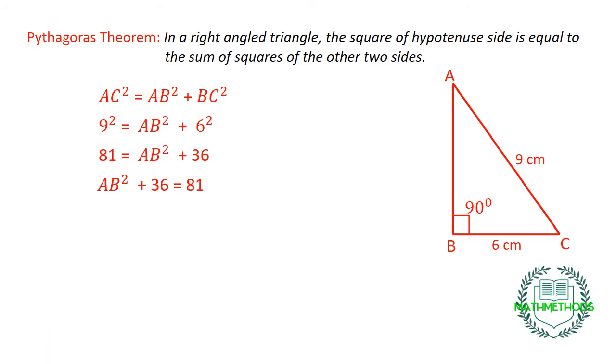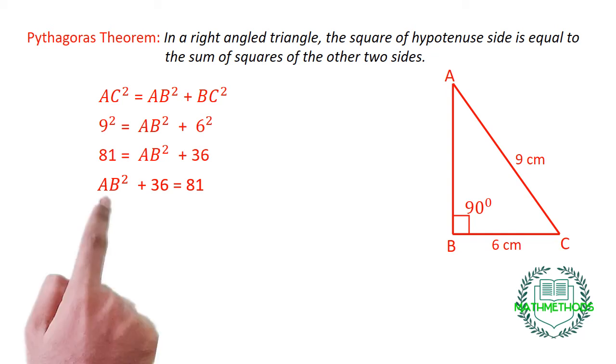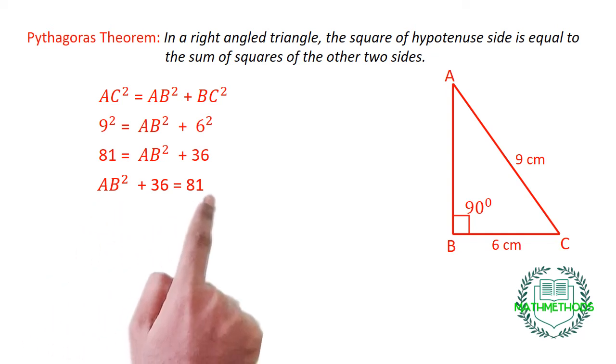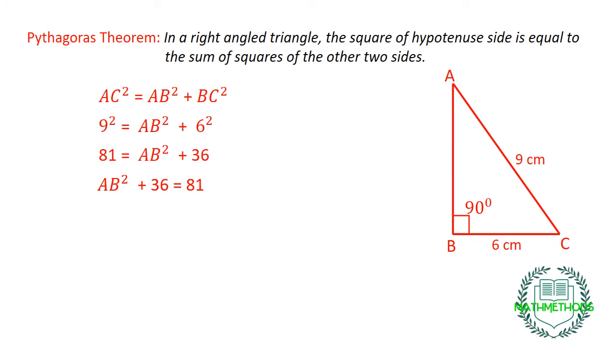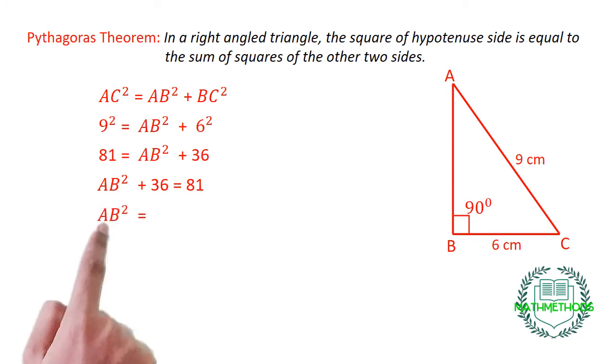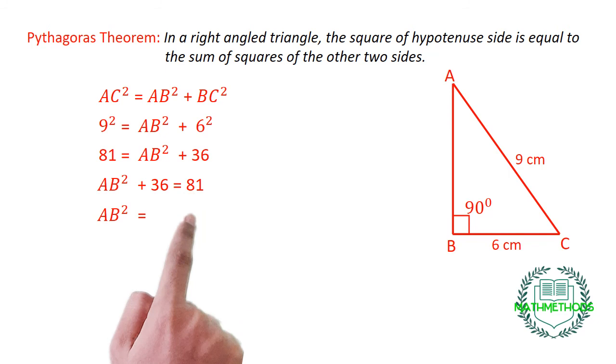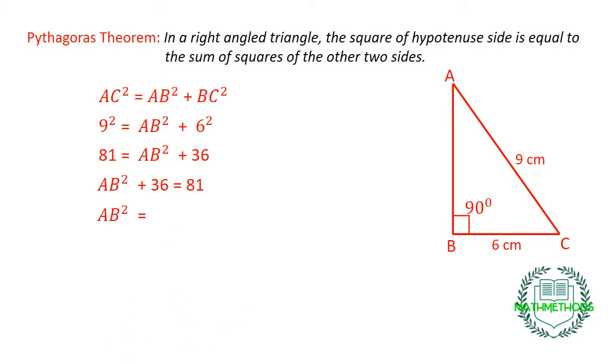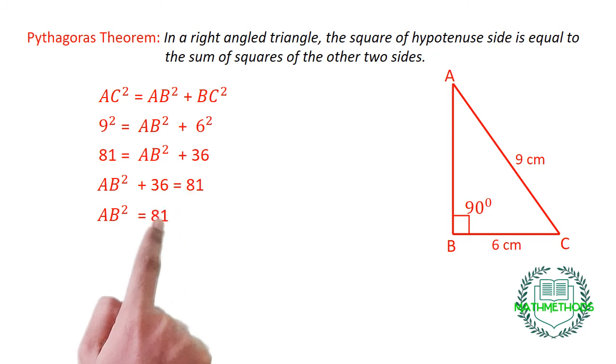Now keep only the variable term, that is AB squared, in the left hand side and move all other terms to the right hand side. To do this, write AB squared and put an equal sign after that. And first write as it is whatever you have on the right side of the equal sign. No need to change the sign. So let's write here 81 without changing its sign. Now write all the remaining terms from the left hand side by changing their signs.